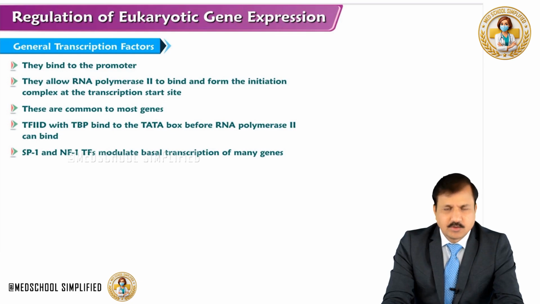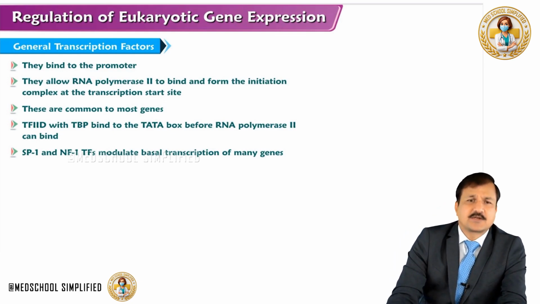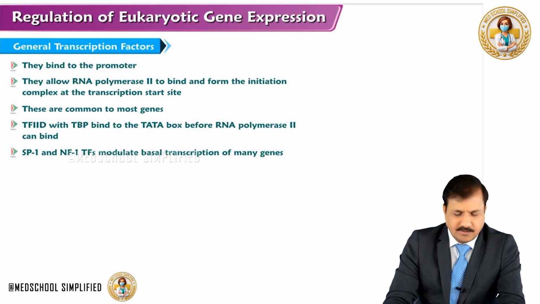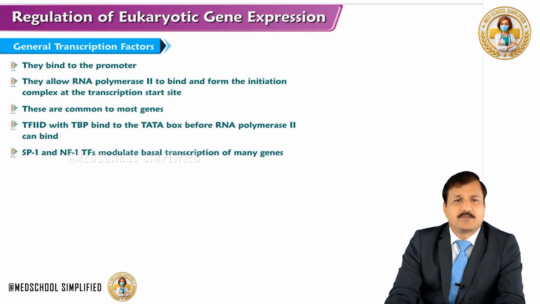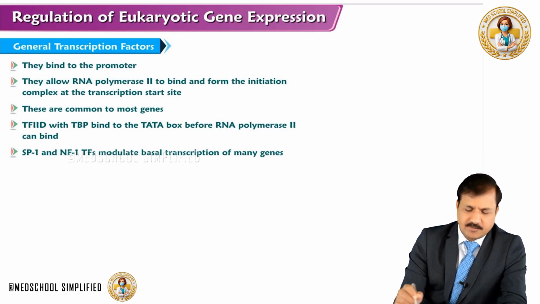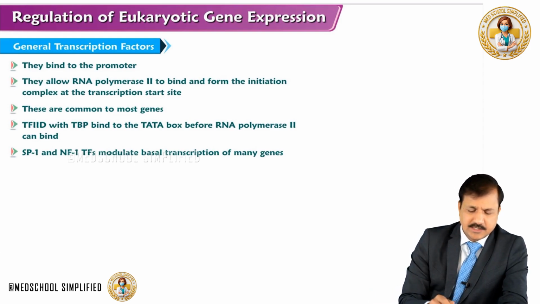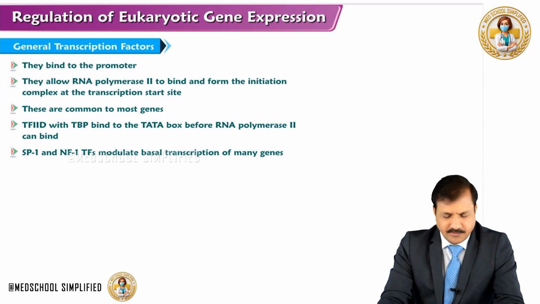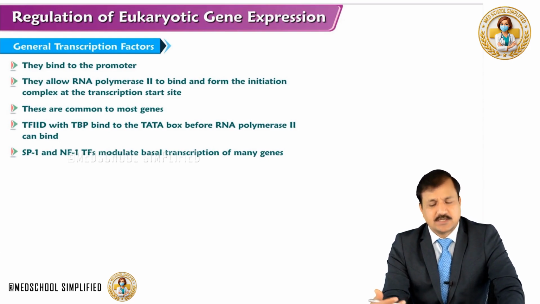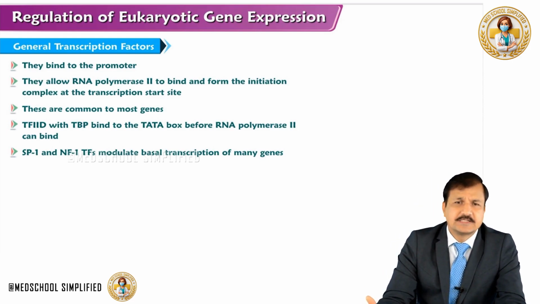So, these are common to most genes. We have transcription factor 2D with TBP, that is 2D binding protein, which binds to the TATA box before RNA polymerase II can bind to it. And then SP1 and NF1 transcription factors modulate basal transcription of many genes.